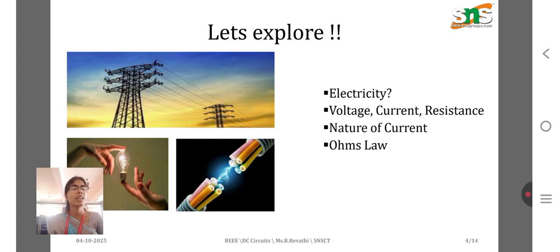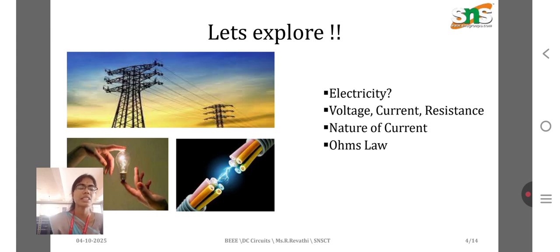So let us explore. What is electricity? We have all seen a large number of towers which carry a bulk amount of wiring systems and wires. These are called conductors, substations, and generating stations. A lot of things are involved in electricity. Basically, electricity is a free flow of charges, free flow of electrons, which flows through the conductor. It requires a conductor to flow through. Electricity flows from the positive to the negative terminal.